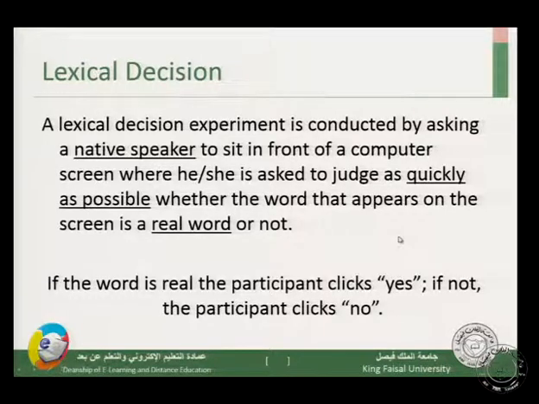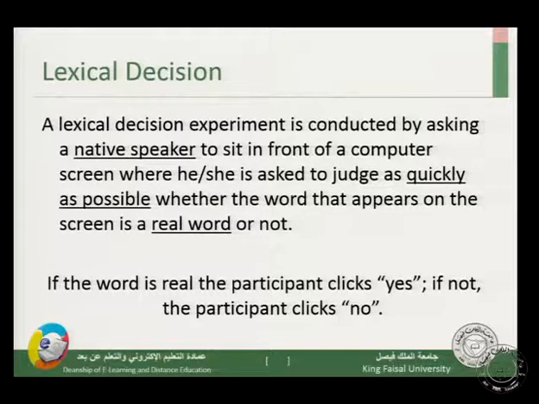They are asked to sit in front of a computer screen where he or she is asked to judge as quickly as possible whether the word that appears on the screen is a real word or not. So the trick is, first, they have to do it as quickly as possible. Sometimes the word appears and disappears quickly, so they have to decide in a very short time whether the word is a real word or not. If the word is real, the participant clicks yes.